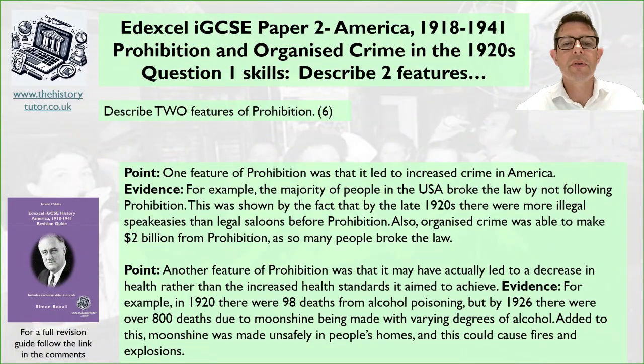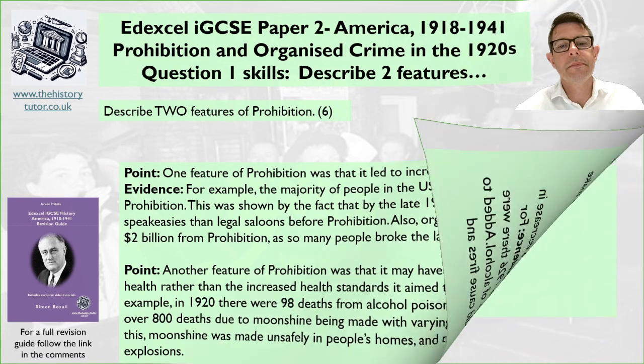Okay, so I've said, for example, in 1920 there were 98 deaths from alcohol poisoning, but by 1926 there were over 800 deaths due to moonshine being made in varying degrees of alcohol. Added to this, moonshine was made unsafely in people's homes. This could lead to fires and explosions. Clearly, the idea is that if you're making illegal alcohol, you don't know how much alcohol is in it, so it could lead to alcohol poisoning. So it's not clearly labelled or marked.